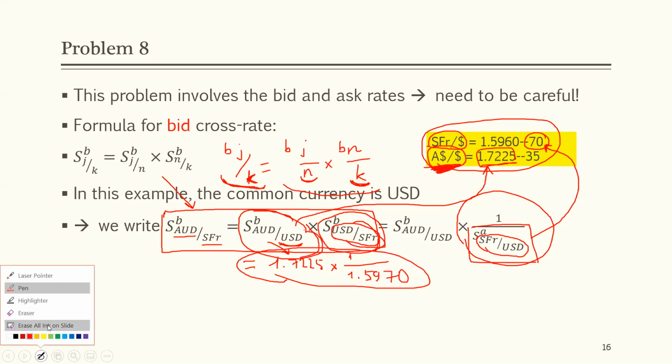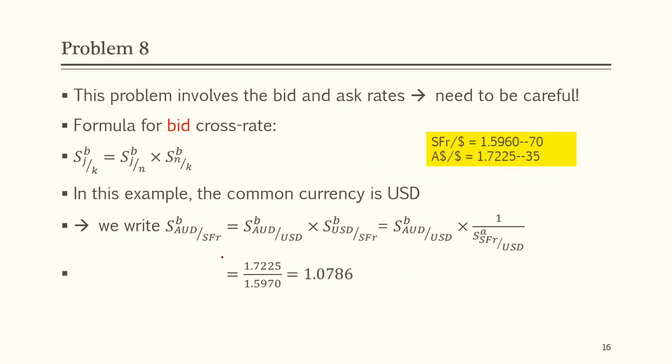I'm going to just erase everything to make it less messy. So if I put these numbers in the calculator, I'll get a number of 1.0786. So can someone tell me what this number means? So my bid AUD divided by SFR is 1.0786. Someone tell me how to read this number? It will cost 1.0786 Australian dollars to purchase 1 Swiss franc.